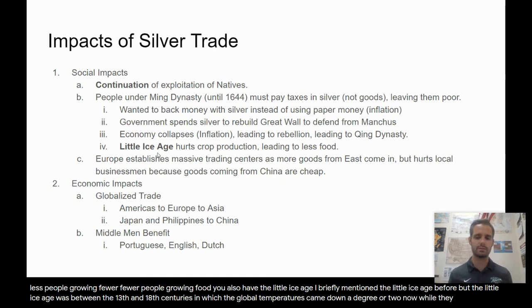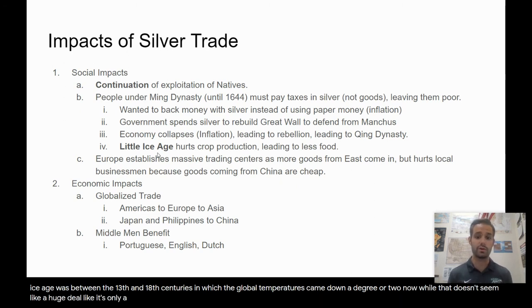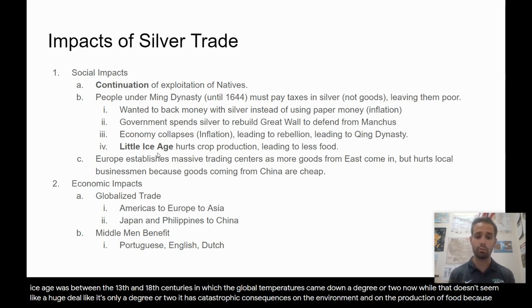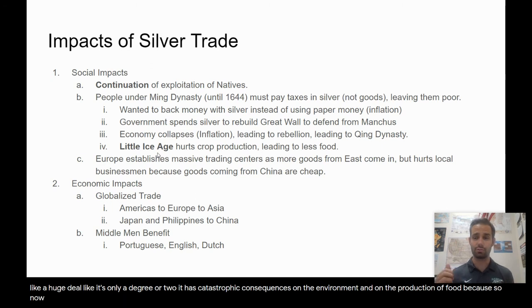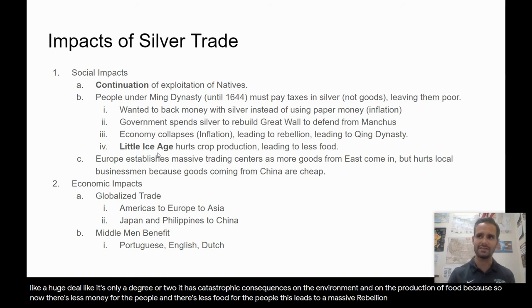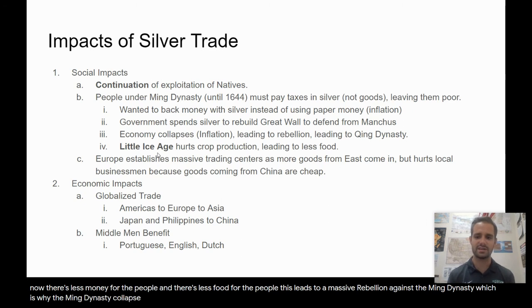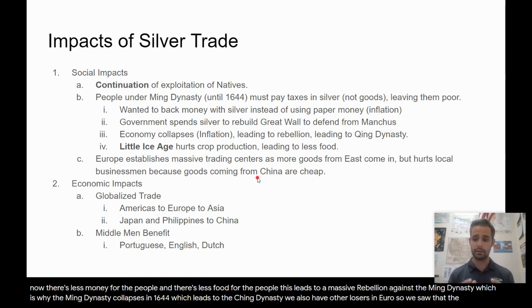In addition to there being fewer people growing food, you also have the Little Ice Age. I briefly mentioned the Little Ice Age before, but the Little Ice Age was between the 13th and 18th centuries, in which the global temperatures came down a degree or two. Now, while that doesn't seem like a huge deal, it has catastrophic consequences on the environment and on the production of food. Because it's colder, there's less crop production. So now there's less money for the people and there's less food for the people. This leads to a massive rebellion against the Ming Dynasty, which is why the Ming Dynasty collapses in 1644, which leads to the Qing Dynasty.